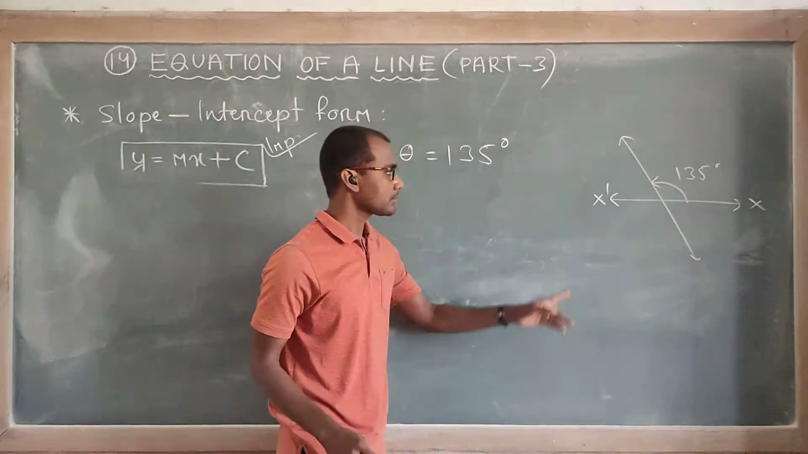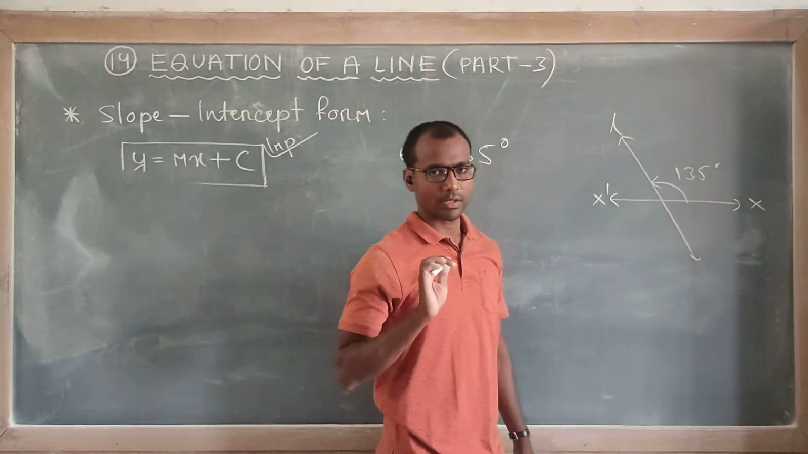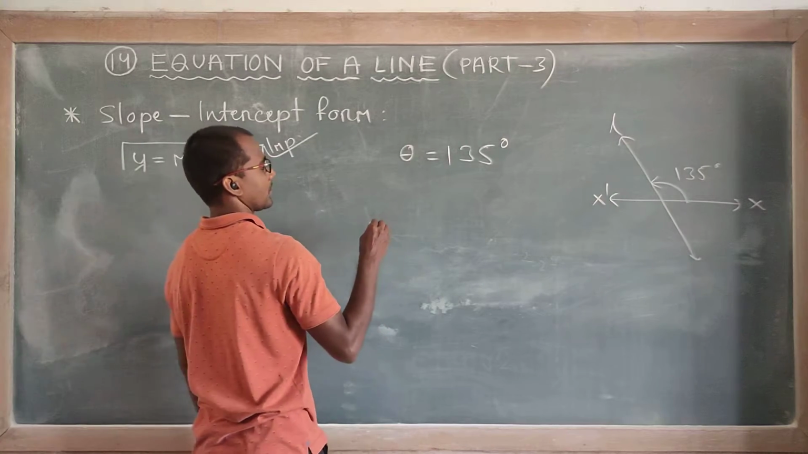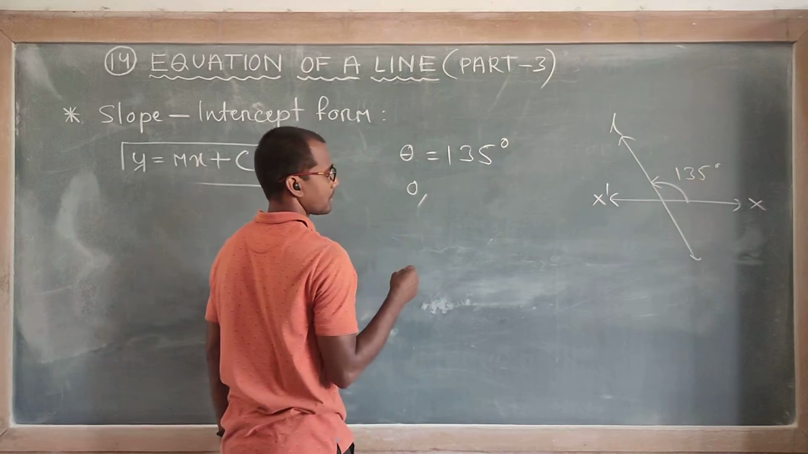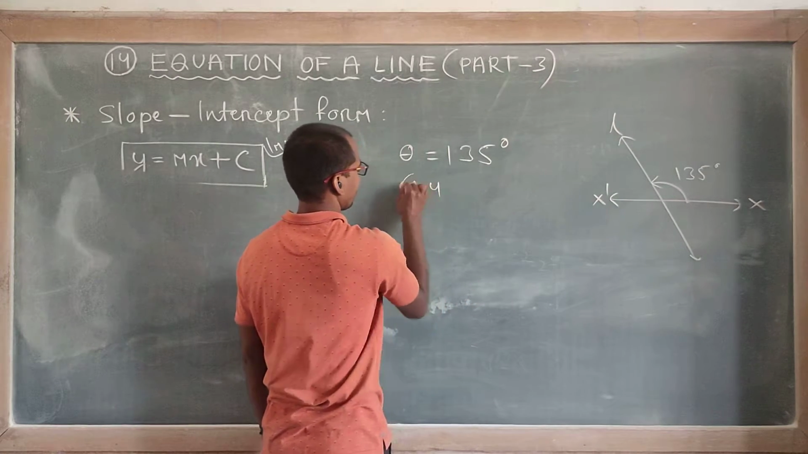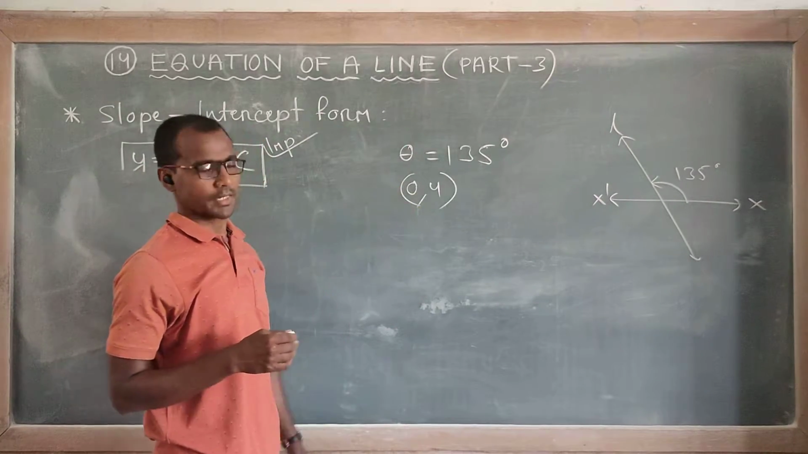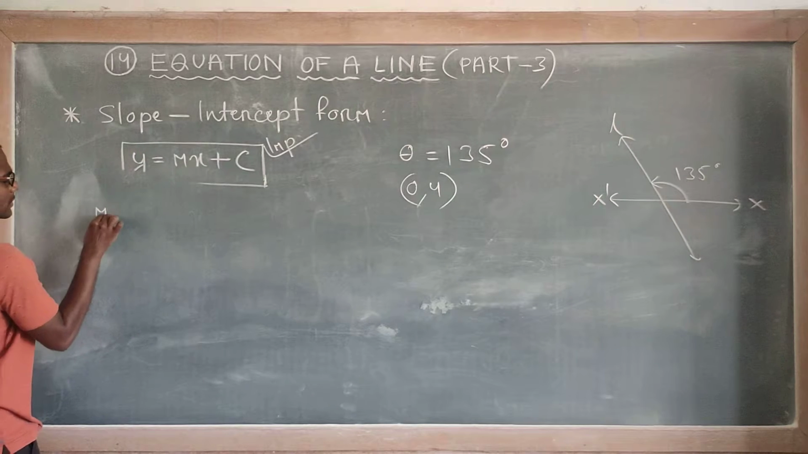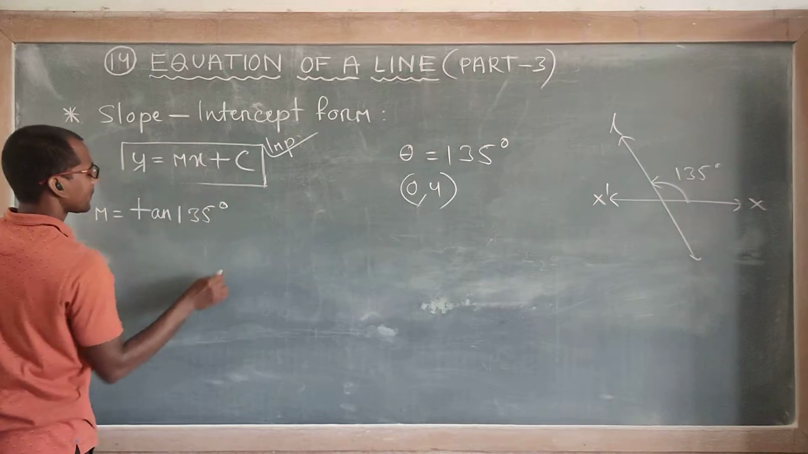Okay, x-axis, and this is the line whose angle of inclination is given as 135 degrees. Then it passes through the point, suppose 0, 4. And we have been asked to find the equation of the line. From theta we can find the slope. So m is equal to tan 135 degrees.